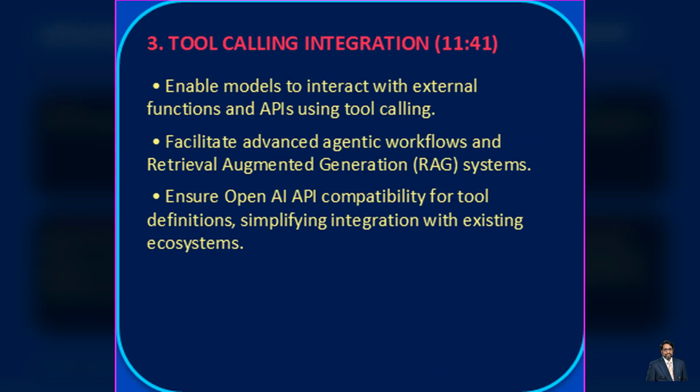Pillar 3. Tool calling integration. Enable models to interact with external functions and APIs using tool calling. Facilitate advanced agentic workflows and retrieval augmented generation (RAG) systems. Ensure OpenAI API compatibility for tool definitions, simplifying integration with existing ecosystems.